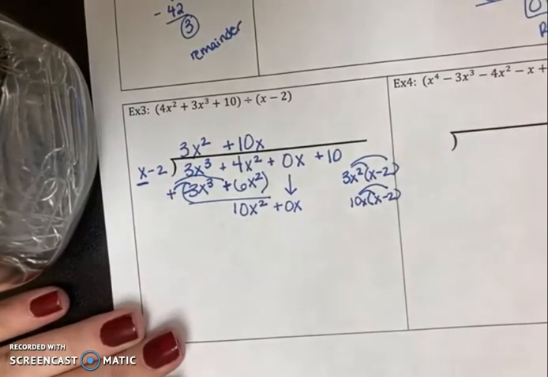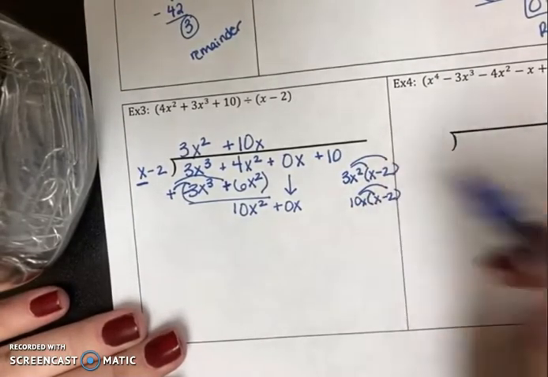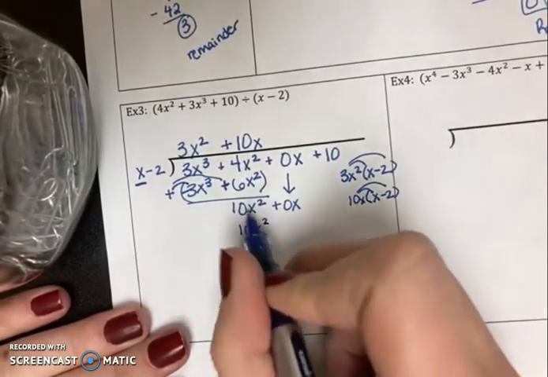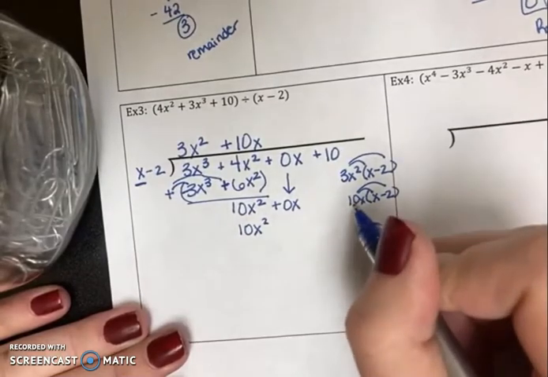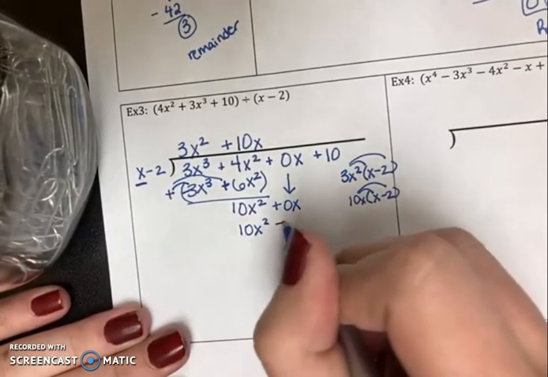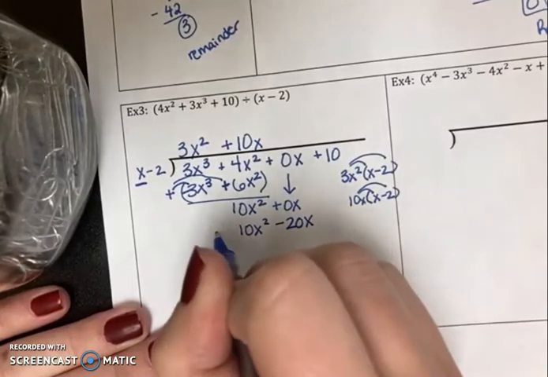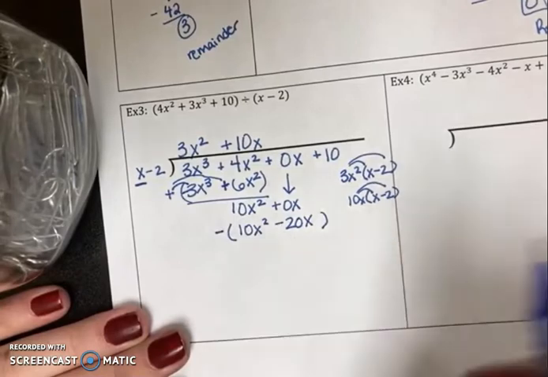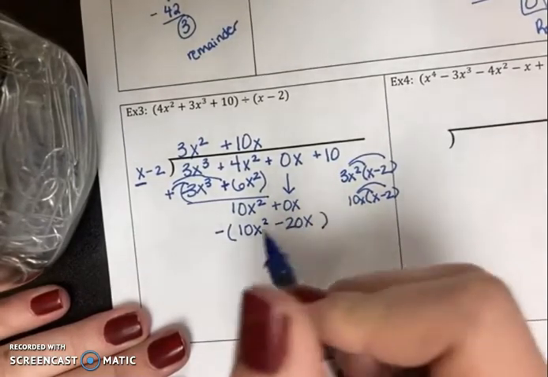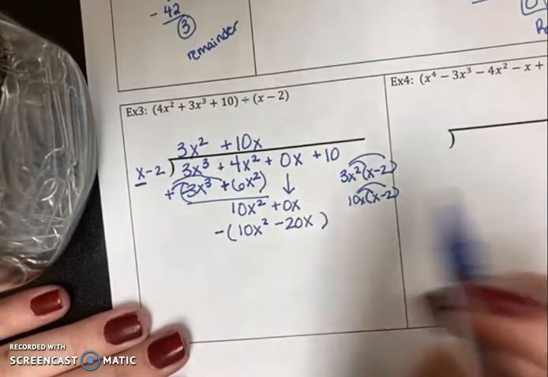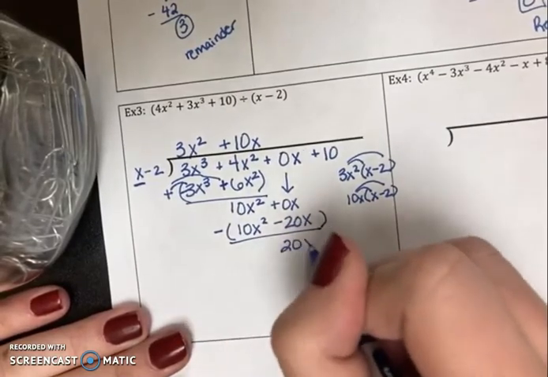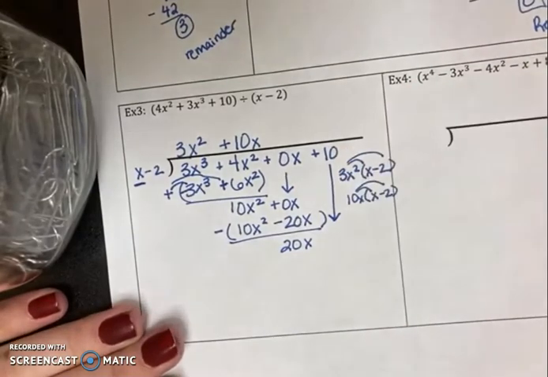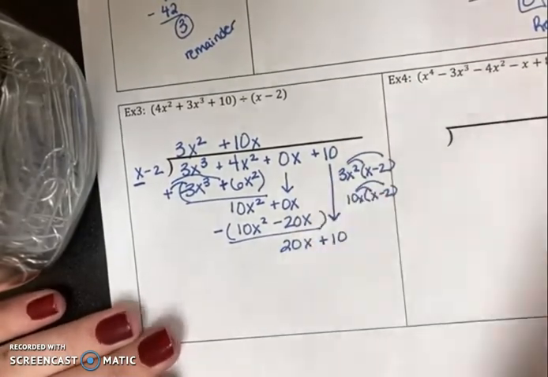Distribute that. So 10x times x would be 10x squared, which is what we wanted, because remember the goal is to cancel this out. And then 10x times a negative 2 is a negative 20x. Once again, we are subtracting, so these would cancel out, and this negative would then become a positive. So it has 0x plus 20x, or a positive 20x. Now we can bring down that 10, so that's a plus 10.